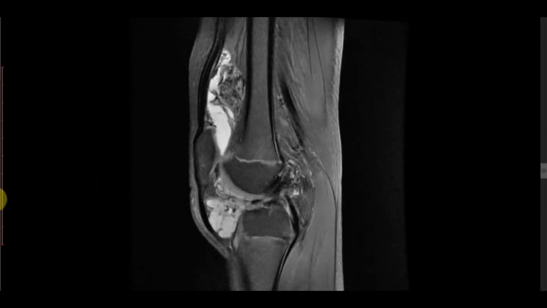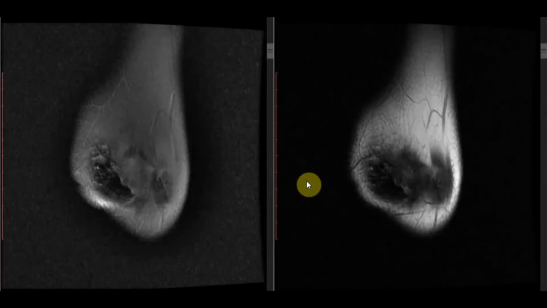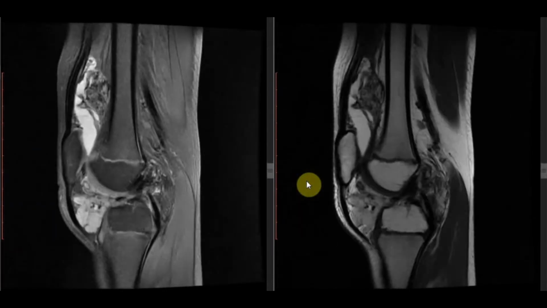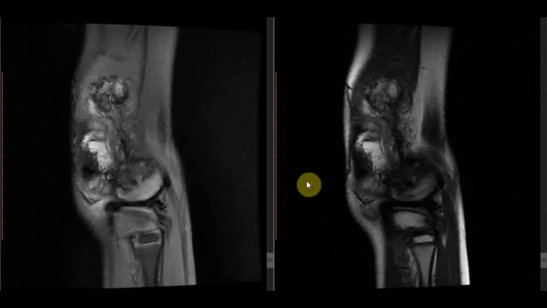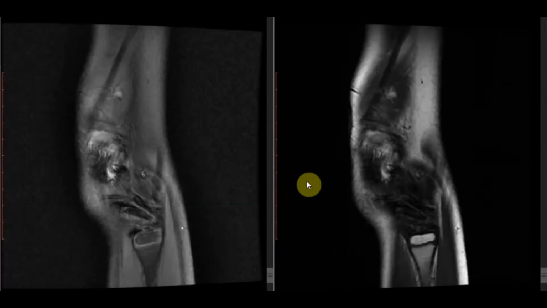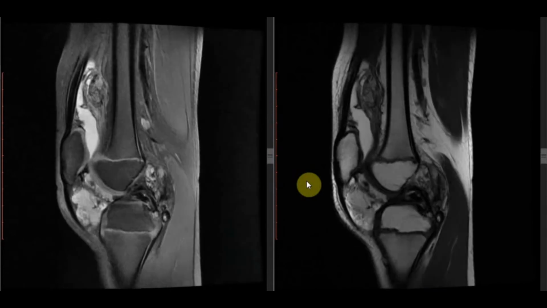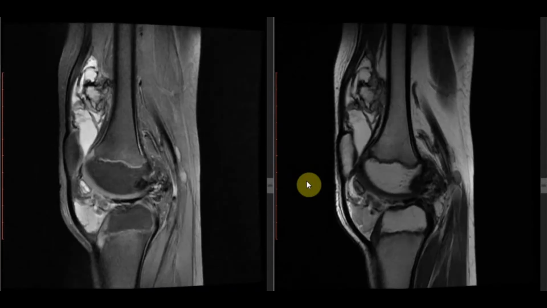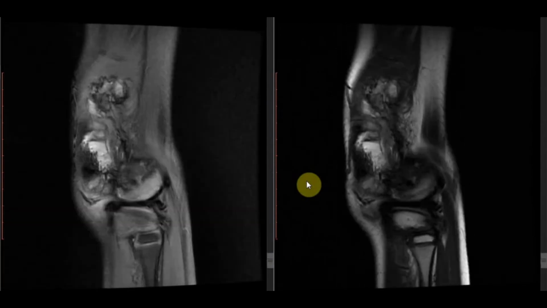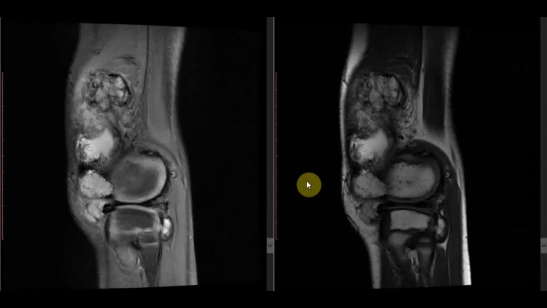We can see other sequences. This is the T2 weighted sequence. So the effusion is appearing hyperintense, and the synovial lining is showing areas of hypointensity. So there is presence of hemosiderin deposition within the synovial lining. So this is a case of diffuse pigmented villonodular synovitis.